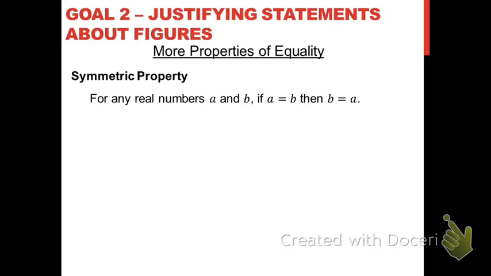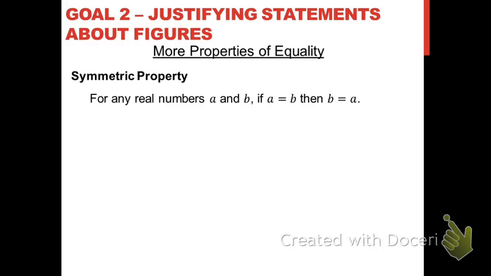Basically this is telling you that if you want to switch what's on the left side of the equation with what's on the right side of the equation, that's fine. That's all they did. They moved A to the right side of the equation and B to the left side, and the two sides were still equal to one another.